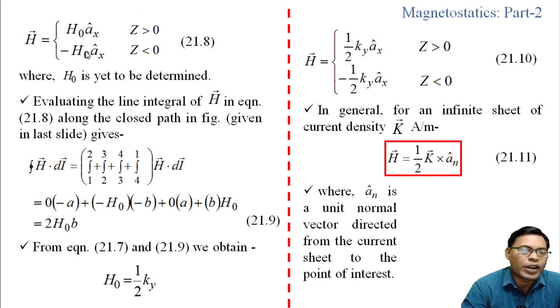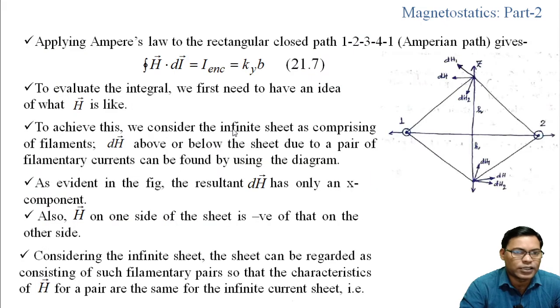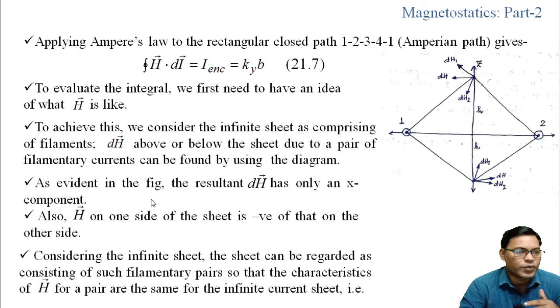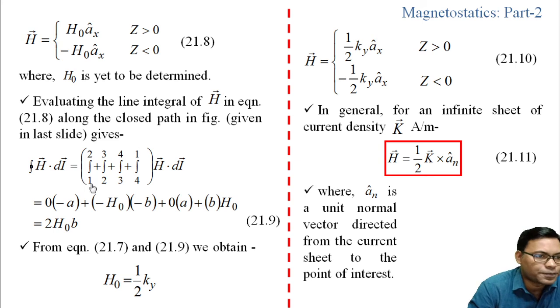Here we got the direction, but this H naught is not yet determined. So now our aim is to find the magnitude of H. The direction of H we got; now the magnitude of H we are going to find. To find the magnitude of H, we need to calculate H dot dl. So we evaluate the line integral of H in equation 21.8 along the closed path given in the last slide, that means along this path.